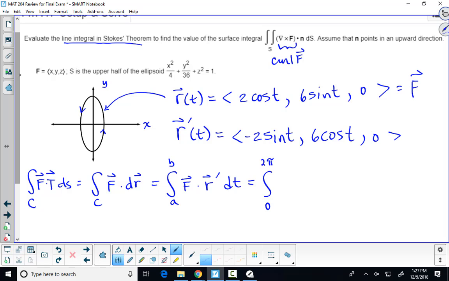Okay, so this is f in this case. This is f, because f is just x, y, z. So we dot that with that. We get minus 4 sine cosine. And then we get plus 36 sine cosine.